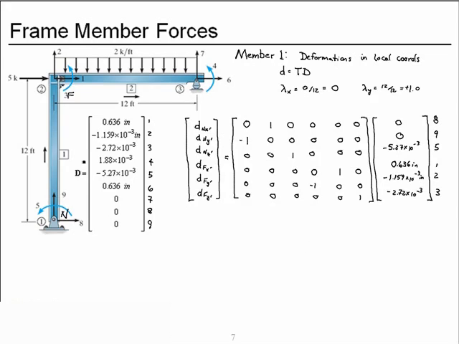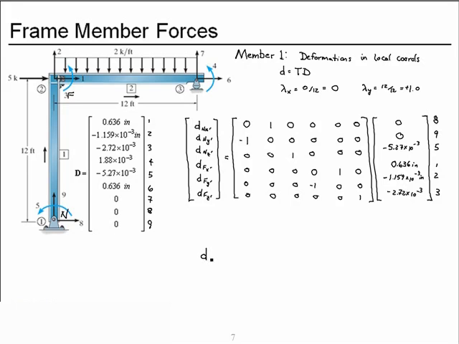Now if you compare these deformations to the values we calculated in the last example problem, you'll notice a slight difference. And that's because I recalculated them using more significant digits. So I minimized the round-off error and its effects on these quantities. So now let's finish our transformation.